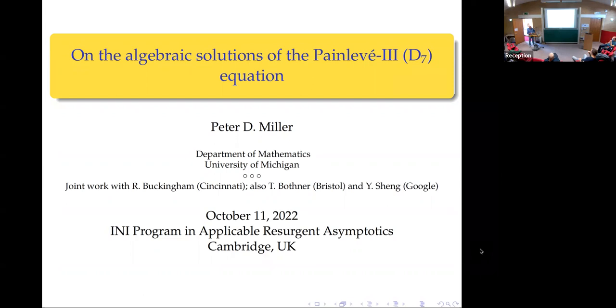What I want to discuss is joint work with Robert Buckingham, who's at the University of Cincinnati, and also at the beginning I'll show you some things that we did with Thomas Bothner, who was a postdoc with me at Michigan, but now he's at Bristol, and Yue Sheng, who is a master's student at Michigan, and now I found out he's at Google, right? And I found that out by Googling.